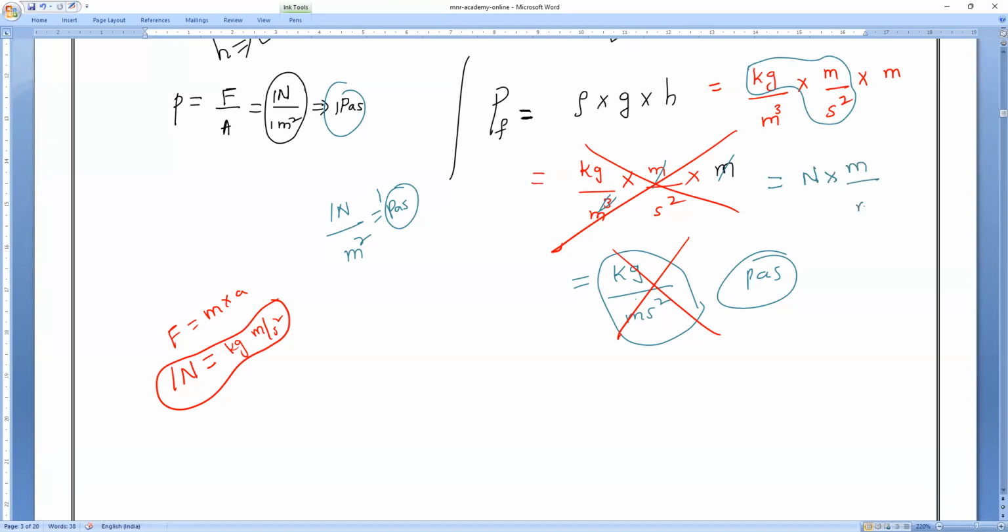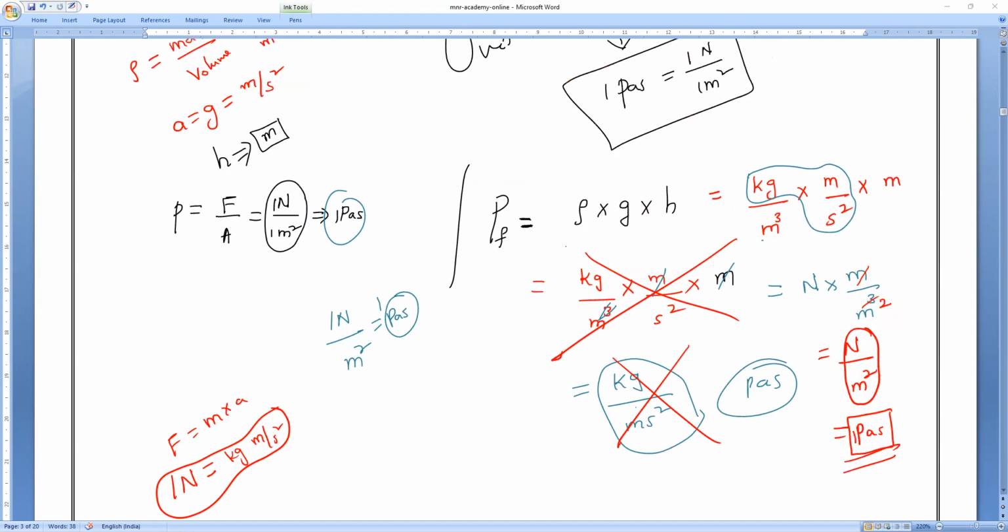Meter divided by meter cube. Any problem? Here meter cube is there, here meter is there. Now this meter and 1 meter will get cancelled. What is remaining? 2. So Newton by meter square, Newton per square meter, which is equal to how many pascals? 1 Pascal. Understand? Clear? Yes, sir.